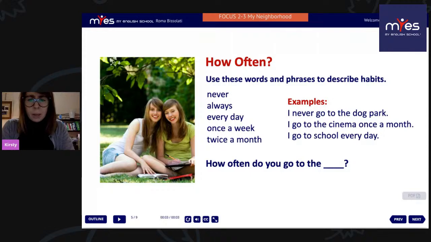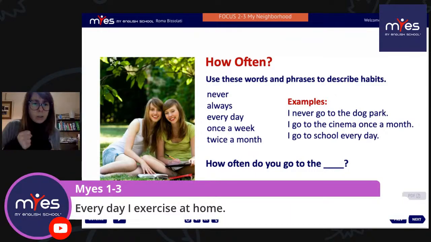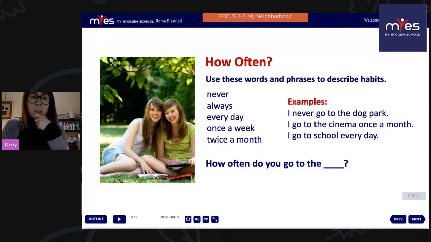I'll give you another example. Every day I exercise. I would say exercise. Today I exercise at home, so I like to keep fit. What do you do?